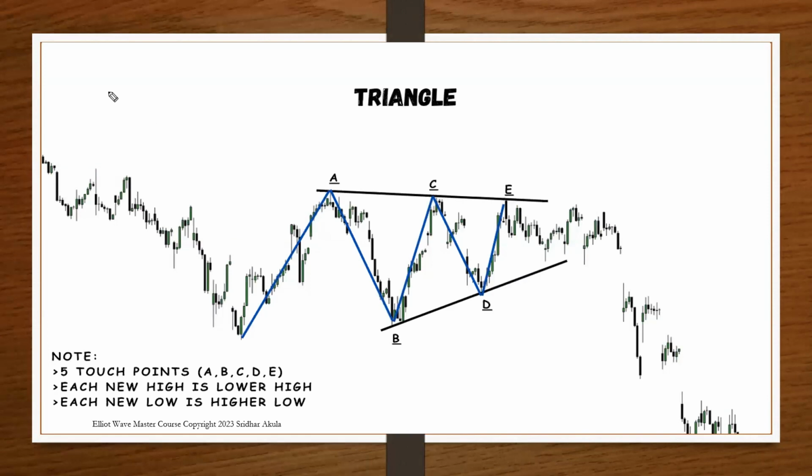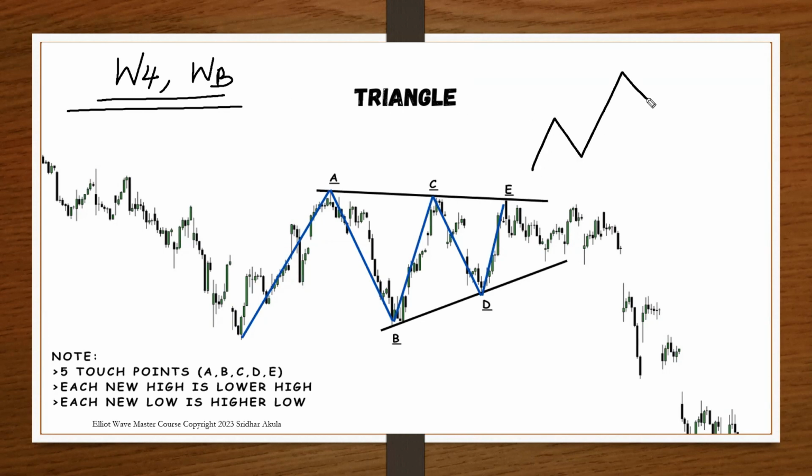So when does a triangle form? It forms in wave 4 or it forms in wave B. This is the shortcut which I'm telling you. You won't find this in any textbook. So wave 4 and wave B is where the triangle will form. You already know 1, 2, 3, 4, 5.